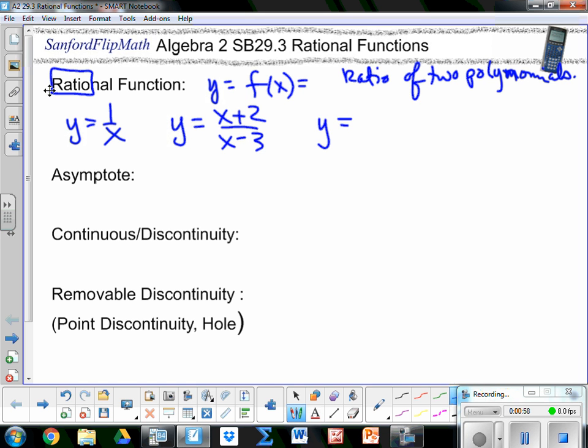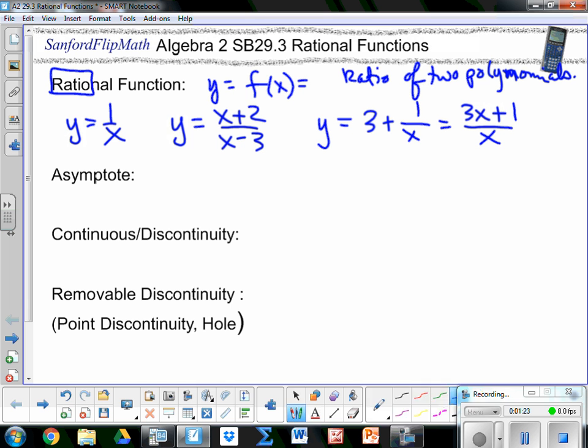Even something like y equals or f of x equals 3 plus 1 over x would be considered a rational function, because that could be written as 3x plus 1 over x if you get a common denominator and combine them. So those are some possible examples of functions that would be considered rational.